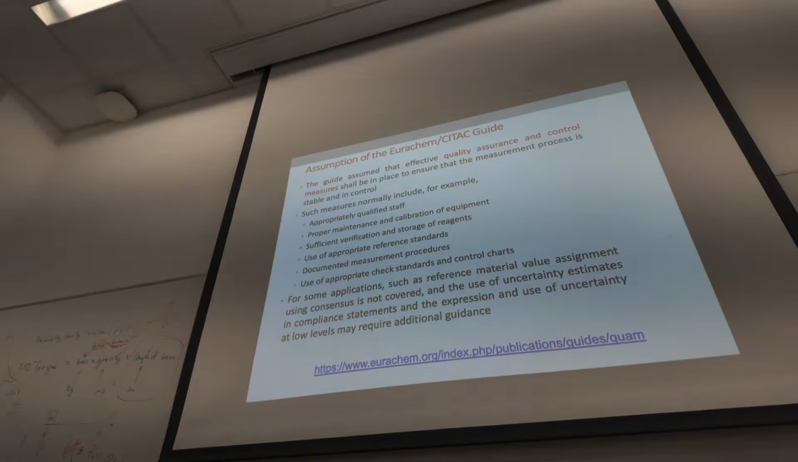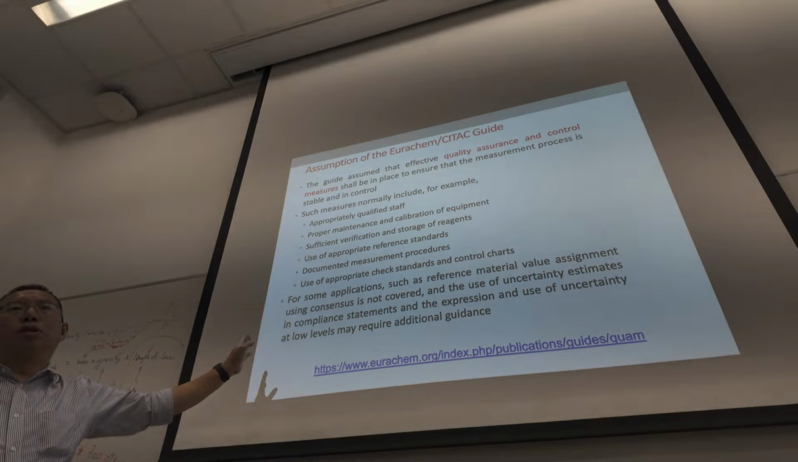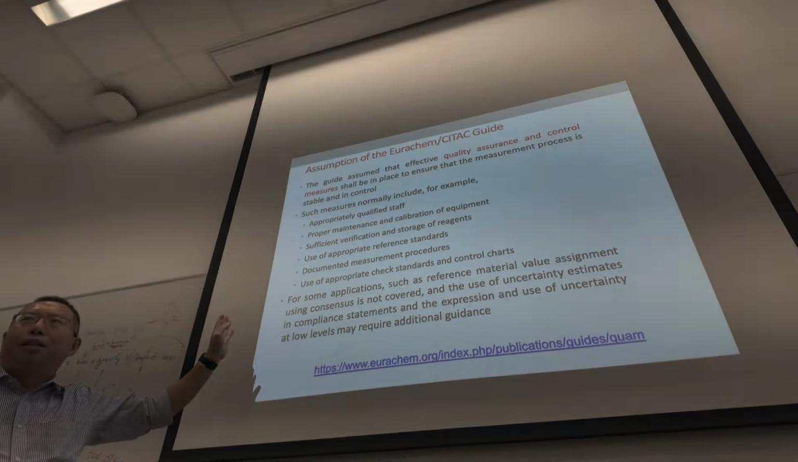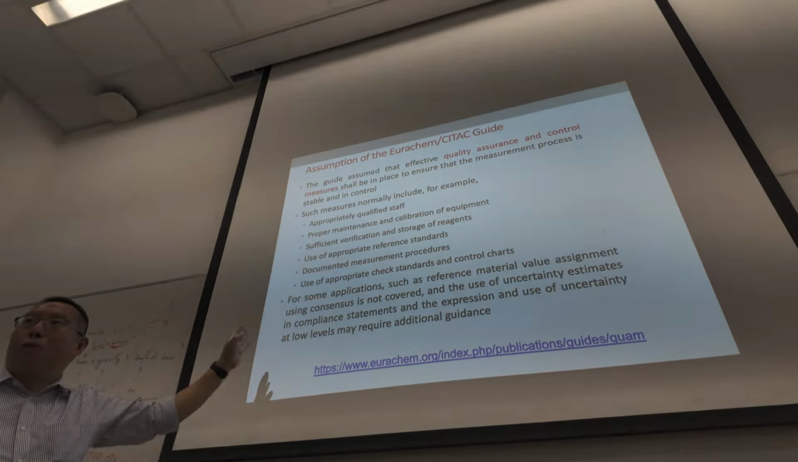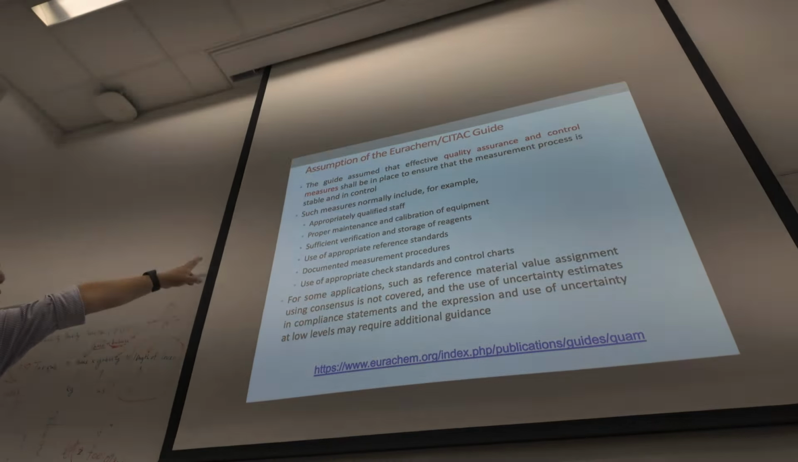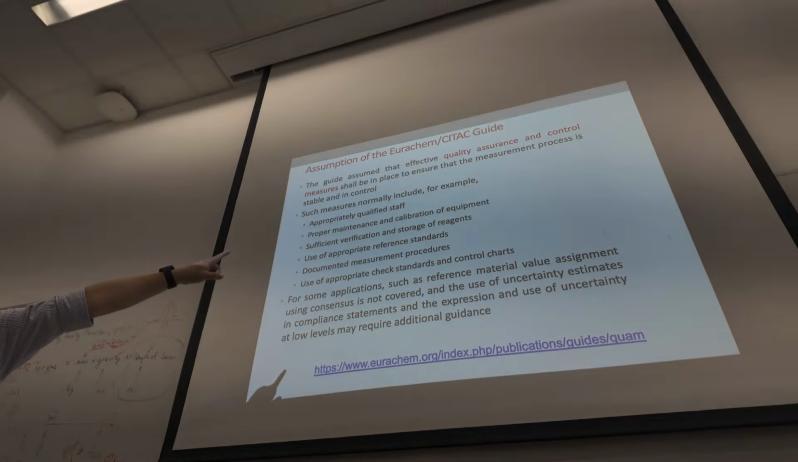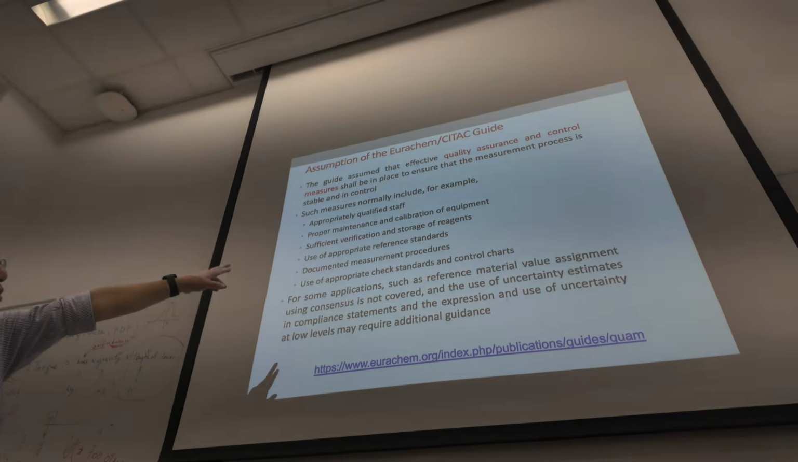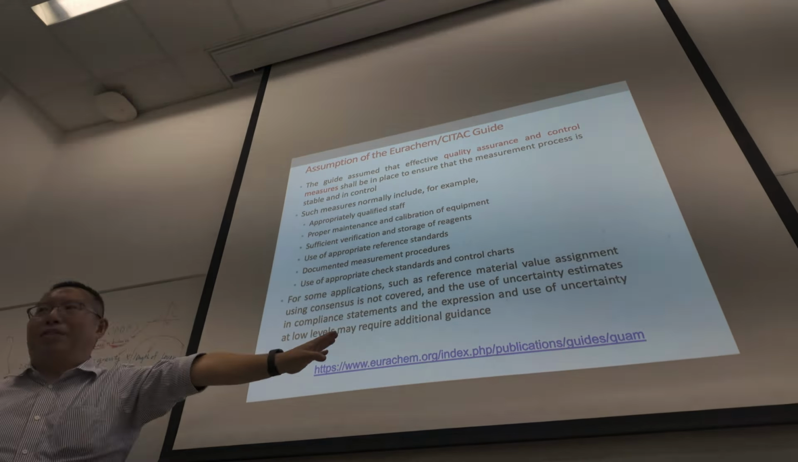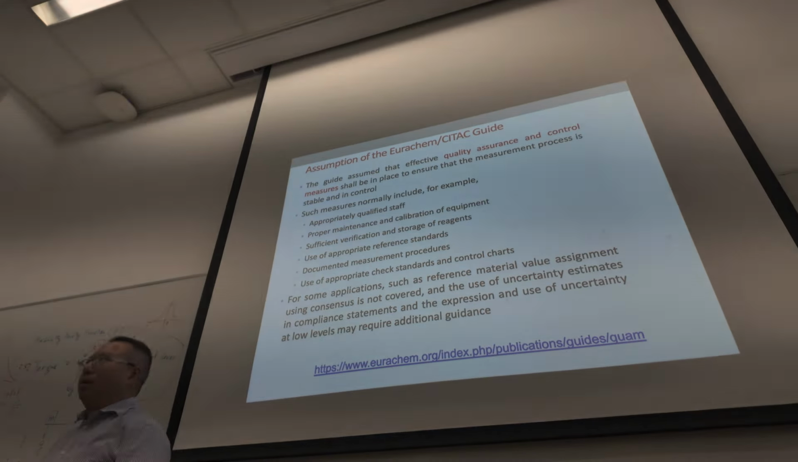You also need to understand what is meant by controlled. In GUM, the assumption is that the measurement is conducted under a controlled environment. Controlled means appropriate qualified staff, proper maintenance and calibration of equipment, sufficient verification and storage of reagents, use of reference standards, documented measurement procedures. That means defining the man, machine, material, methods, and environments.